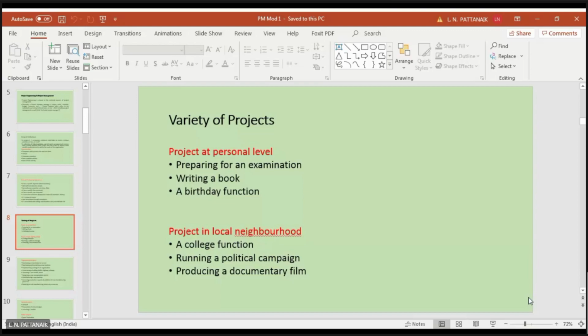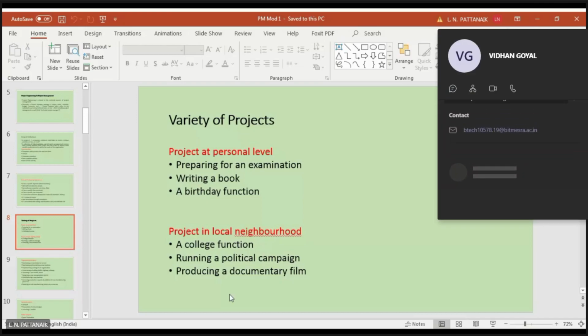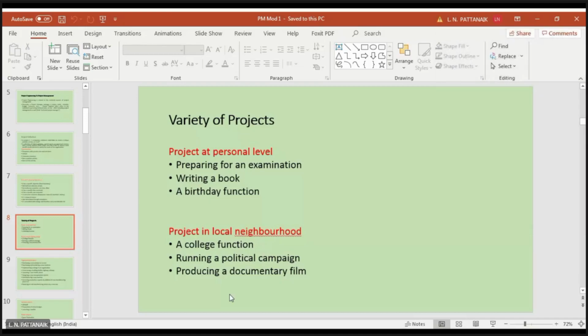So these are some varieties of project, as you can understand. A college function, running a political campaign. This is a very good example of a project, right? All the election campaigns come under projects. Of course, nobody calls that a project. Suppose presently some elections are going on. So you can understand what is working behind that, right? It is very similar to a project.